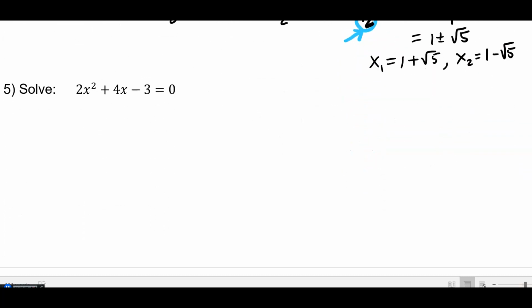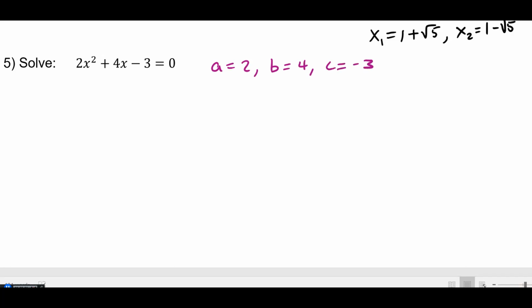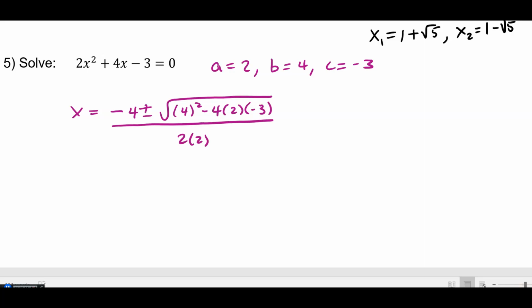All right, moving on to the next problem. Everything is on the right side. So A equals 2, B equals 4, and C equals -3. So x equals -4 plus or minus the square root of 4 squared minus 4 times A times C, all over 2 times A. So we have -4 plus or minus the square root. What goes under that radical? You have 16, and what would be your sign here?